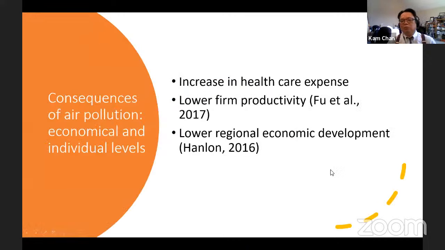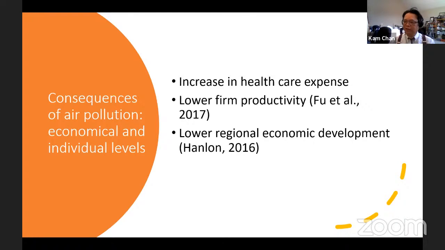So what are the economic consequences of air pollution? Number one, you have more heart disease, lung disease, etc. That increases your healthcare expense, and certainly increases a country's healthcare expense. Second, lower firm productivity, because your employees are more likely to get ill and therefore may miss work days. Because of that, you have lower regional growth or regional economic development.